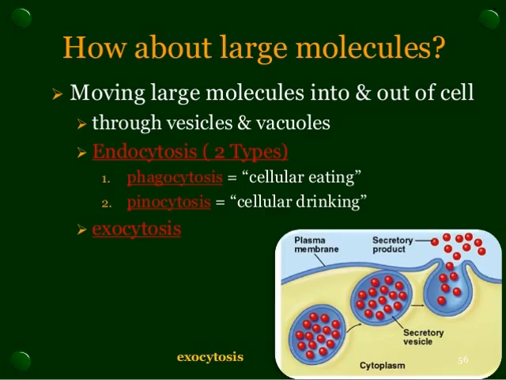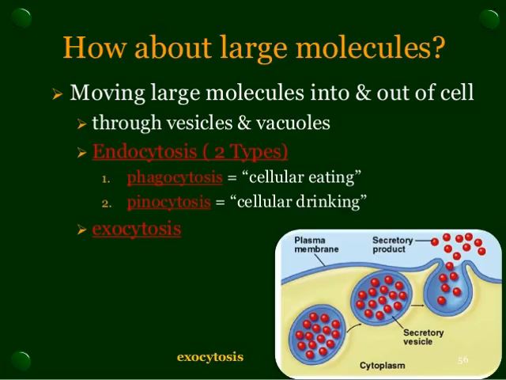What about larger molecules? Moving larger molecules into and out of the cells can be done through vesicles or vacuoles by two methods, endocytosis and exocytosis. What is endocytosis? Endocytosis is of two types, phagocytosis and pinocytosis. Phagocytosis means solid particles are engulfed by the cell, otherwise called cellular eating. Pinocytosis means cellular drinking. It allows water to get inside by the process known as cellular drinking.